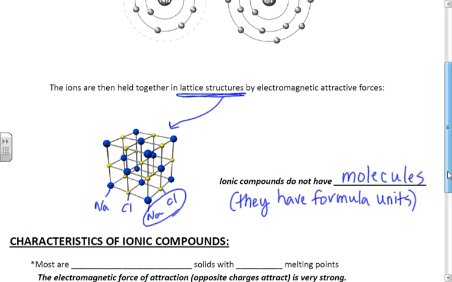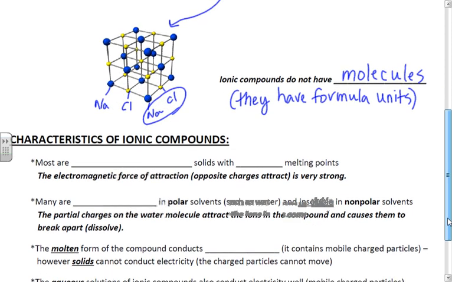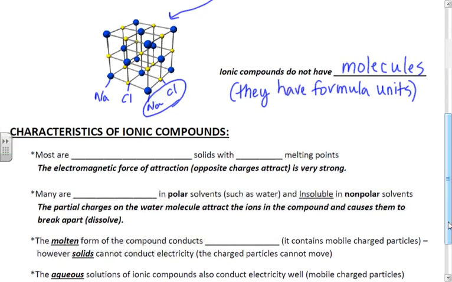Some properties of ionic compounds that we saw in the lab as well. Most are going to be crystalline solids. We know that salt is an ionic compound, and if we just think about what properties salt has in NaCl, then we'll be able to remember the properties of ionic compounds. They're crystalline solids, and they have very high melting points. That electrostatic force that's holding them together takes a lot to overcome.